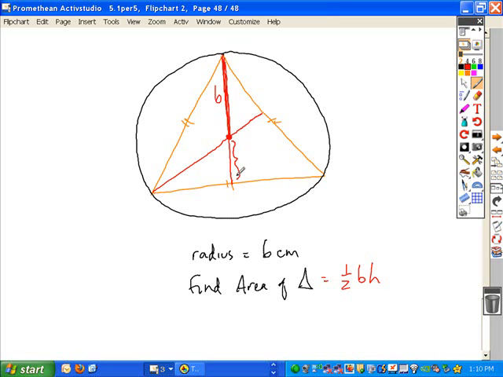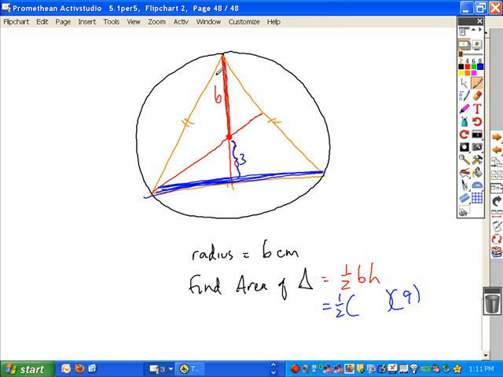What is this remaining portion? It's a 2-to-1 ratio, so if this is 6, this one's going to be half of that, 3. So the whole height of our triangle would be 9, and we could find the length of our base by doing one of two things.